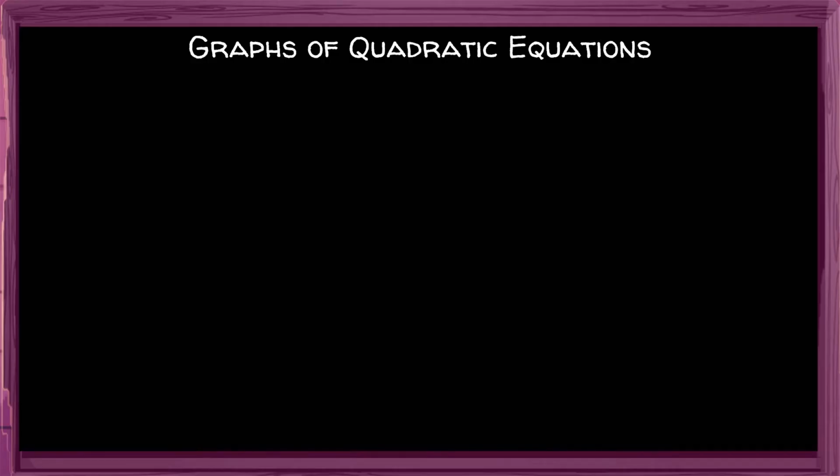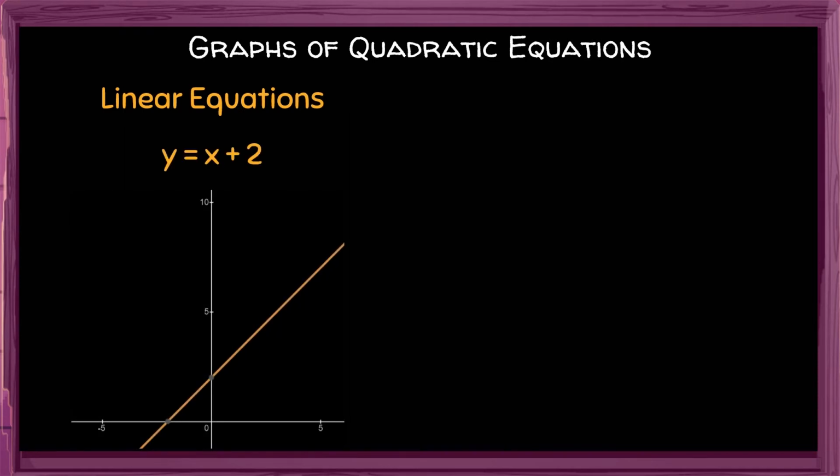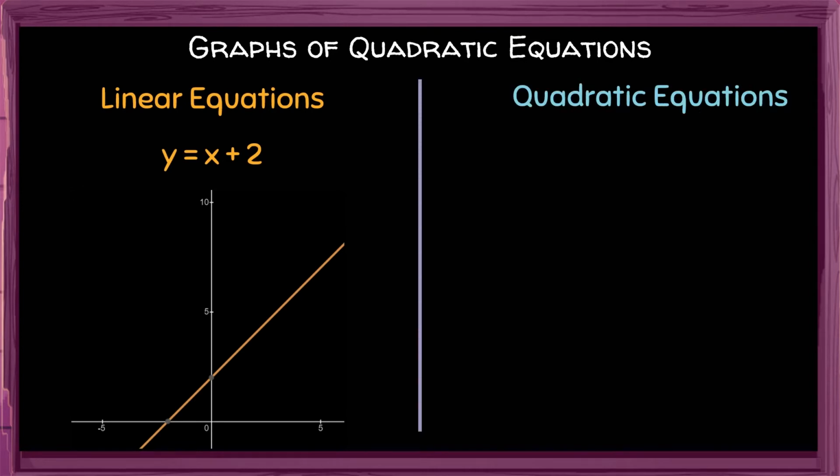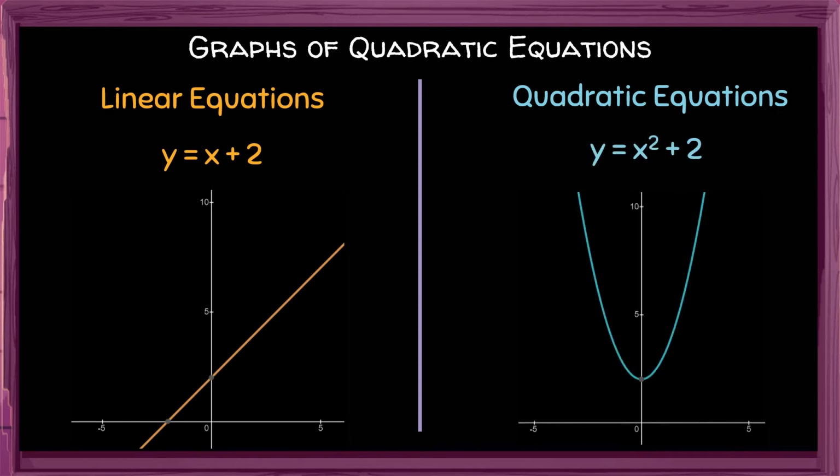Now that we know what a quadratic equation is, let's talk about its graph. Linear equations, like y equals x plus 2, graph as lines, like this. But quadratic equations have an x squared in them, so they're probably not going to graph the same way as linear equations. In fact, they look pretty different. Here's the graph of y equals x squared plus 2. Pretty cool, right? This U-shaped curve of y equals x squared plus 2 looks very different from the line of y equals plain old x plus 2.